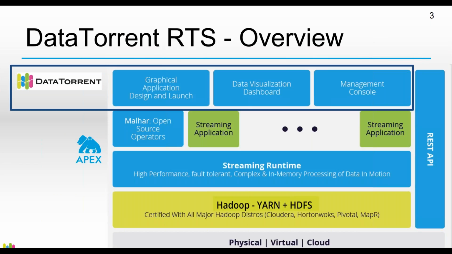So if you're able to see my next screen, which is the DataTorrent RTS overview. This is practically the block diagram where at the lower layer, it could be a physical, virtual, or a cloud environment. So you could be on-premise, you could be on a virtual environment as such, or you could have a cloud setup of a Hadoop cluster.